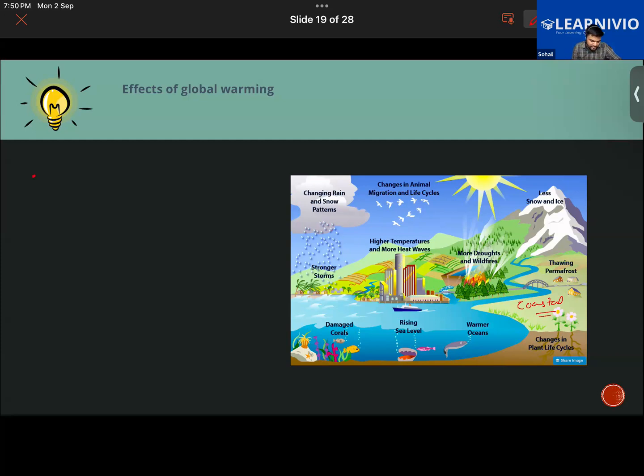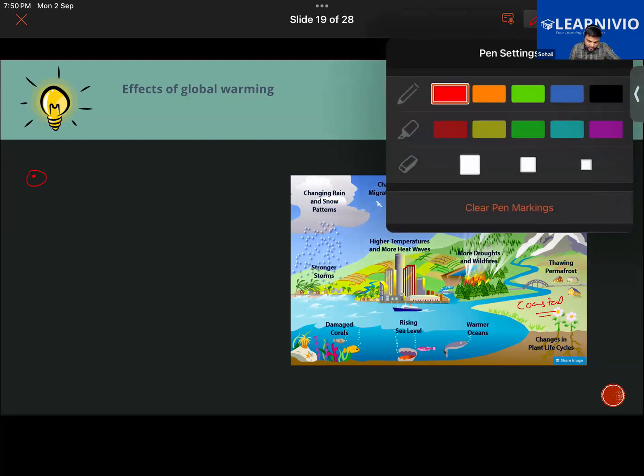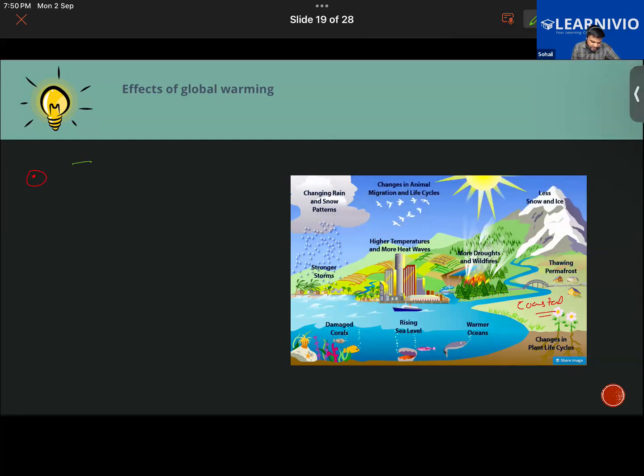So what are the effects of global warming? First thing is that temperature on Earth is going to increase. As a result of that, glaciers are going to melt. As the glaciers melt, the sea level will be rising. Because of that, it will lead to flooding of the coastal areas. Exactly.